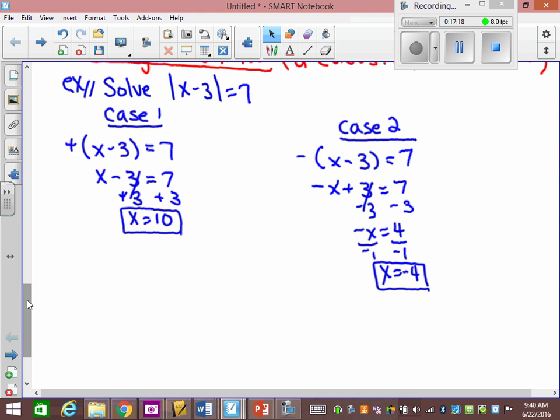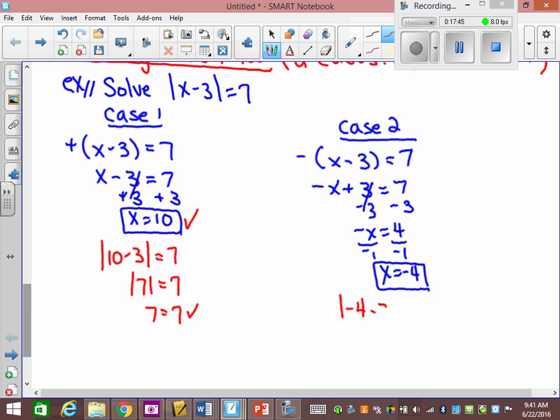So you have to check them. When we check them, I always told you need to check them back into the typed equation, the one that I typed for you, the one that's on the test in the question. So we're going to put it back into here. Absolute value of 10 minus 3, absolute value equals 7. The absolute value of 7 equals 7. 7 equals 7. That is true, so this is true. Then you go absolute value of negative 4 minus 3 equals 7. Absolute value of negative 7 equals 7. 7 equals 7. That's true, and so is this. So actually our solution is both of them.